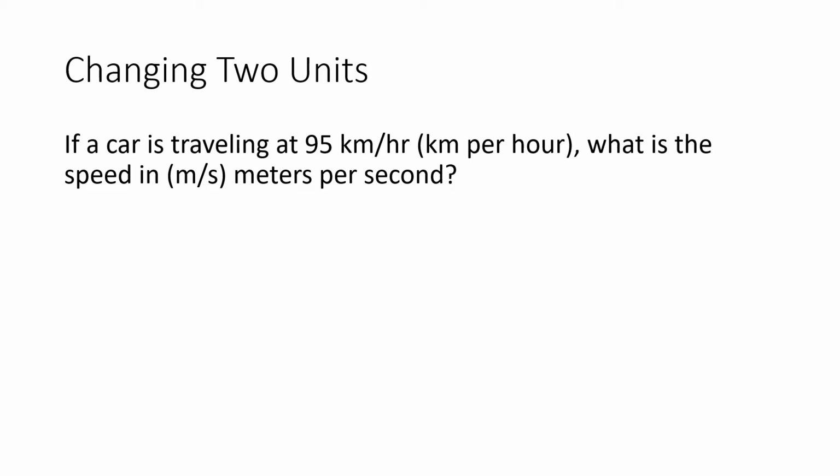Sometimes we need to convert 2 units at once. So for example, if a car is traveling at 95 kilometers per hour, what is the speed in meters per second? So we're starting with units of kilometers per hour, and we want to convert them into units of meters per second. So notice the top changed units and the bottom changed units. So we're going to start with what we're given, which is 95 kilometers per hour. And always write the number with the top unit. So 95 goes with the units of kilometers, not with the hours.